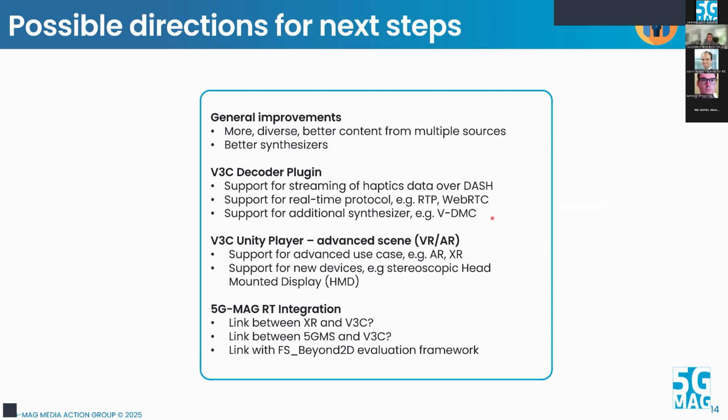Better support for XR. And finally, but certainly not the least important for 5G Mac, it may be possible to integrate the V3C project better with the XR and 5G media system project. And also there is this feasibility study in 3GPP where there is work on creating and evaluating bit streams, and it could maybe be possible to use those bit streams in this project for real-time rendering. That would be interesting to look into.